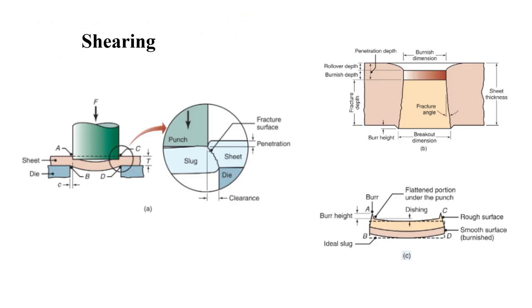Let's start with shearing. The manufacturing process usually begins with shearing. In this process, a punch and die are used to cut the metal. If you look at the sheared edge, we can see four main regions: the rollover, the smooth burnish zone, the rough fracture zone, and finally the burr at the bottom.